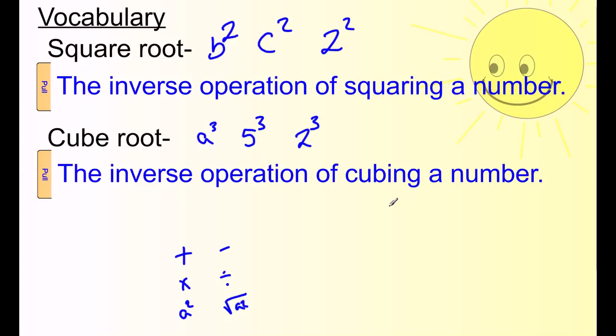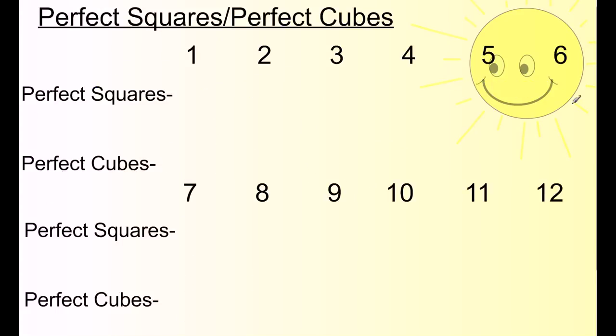Now to do these problems throughout this lesson, it might be helpful if you have a nice handy little chart of some of the perfect squares and perfect cubes. So let's do that. So I have here numbers listed 1 through 12. You also have them on your note sheet. So let's start with perfect squares.